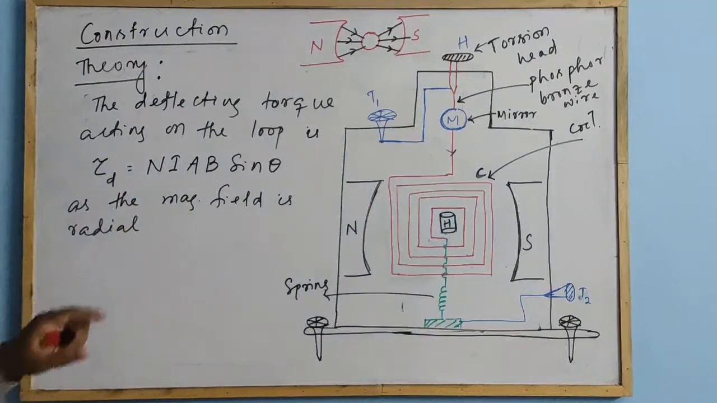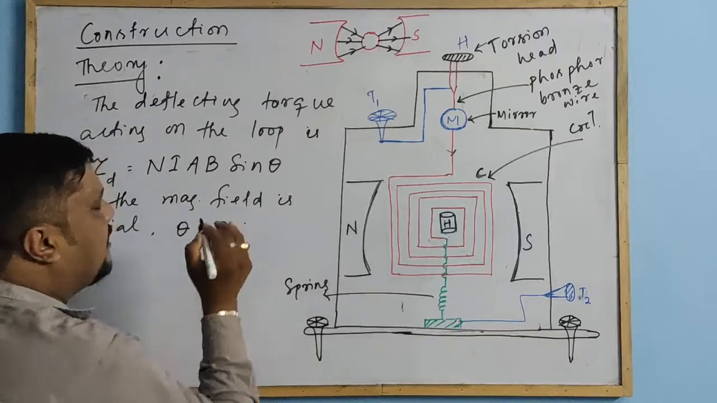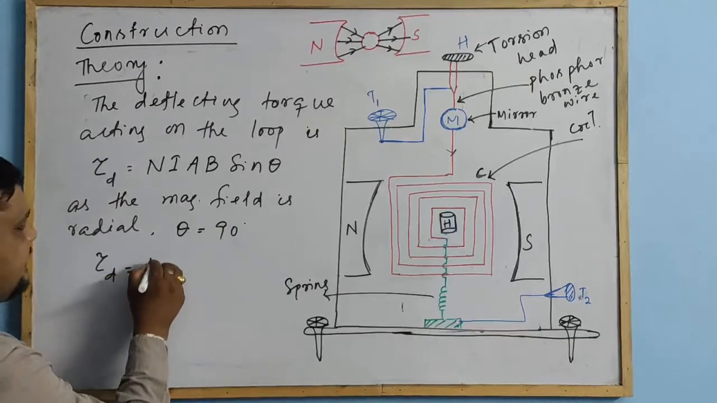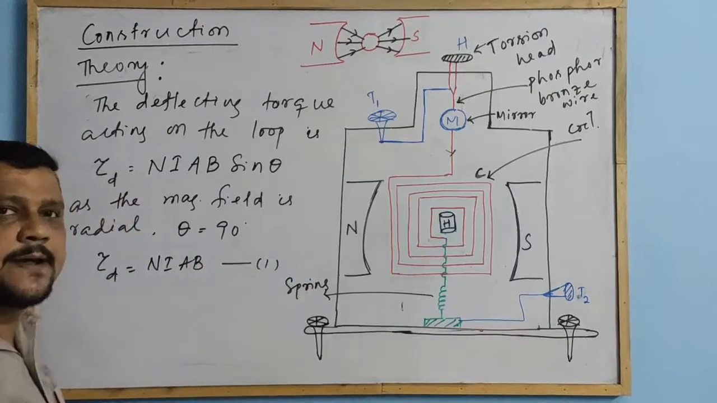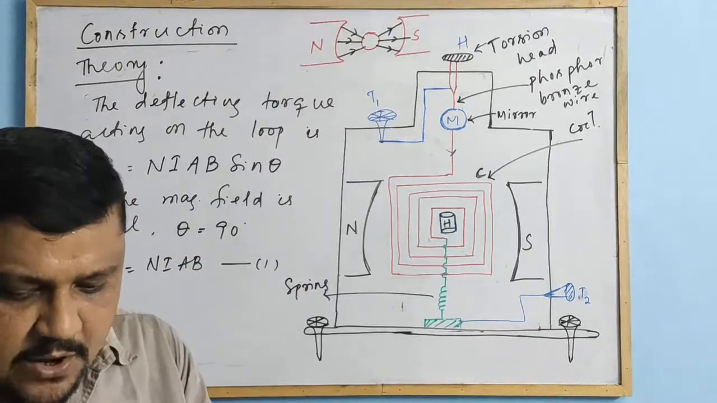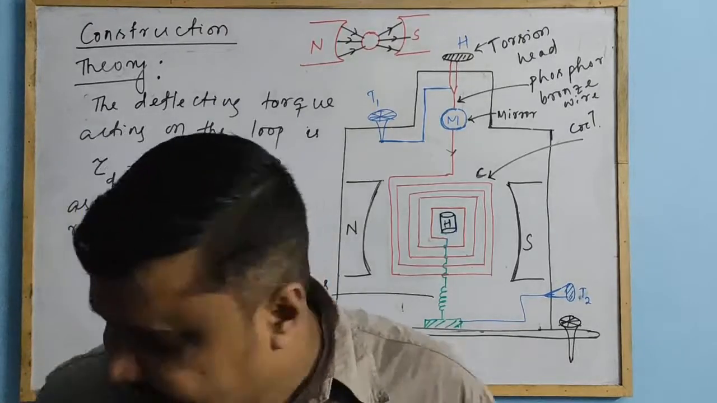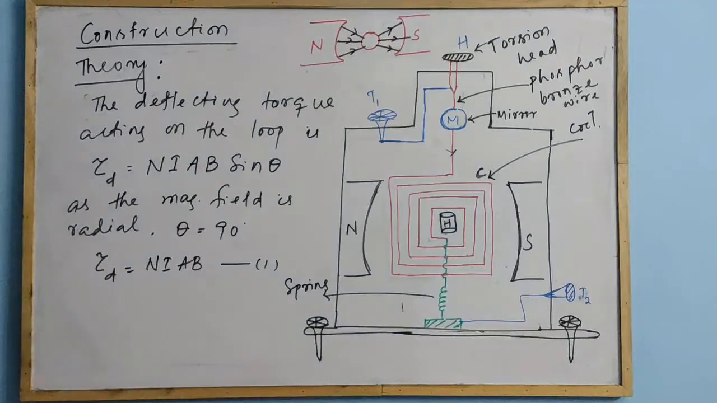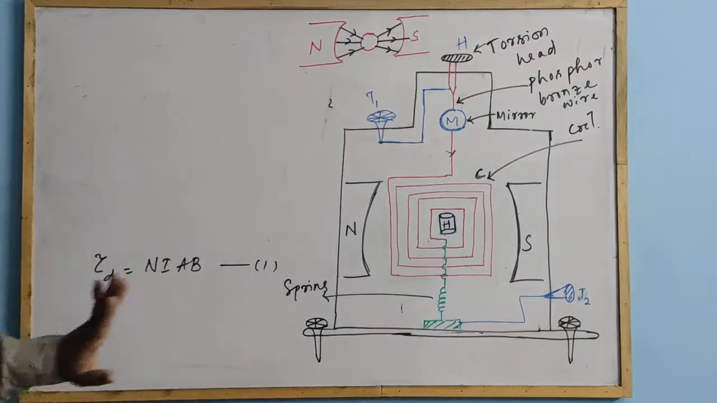So as the magnetic field is radial, theta is equal to 90 degrees. So the deflecting torque tau d is equal to NIAB. That is equation 1. Clear? That is the deflecting torque. Now we will go on to the next part. Okay, so this is your equation number 1.